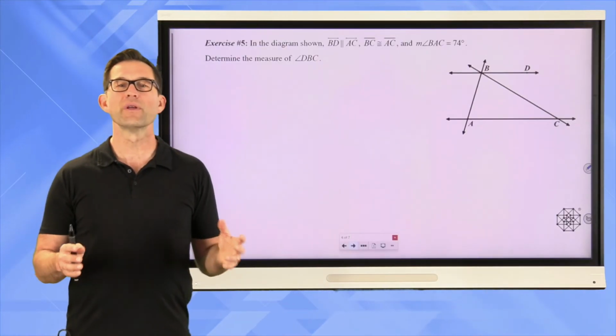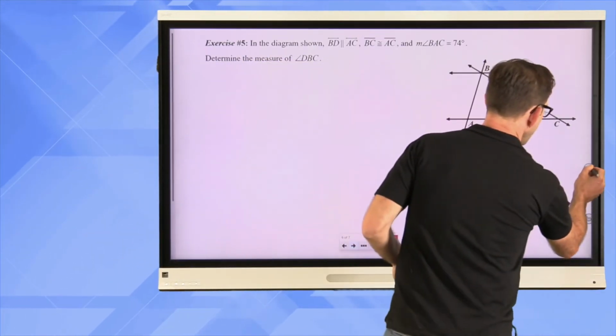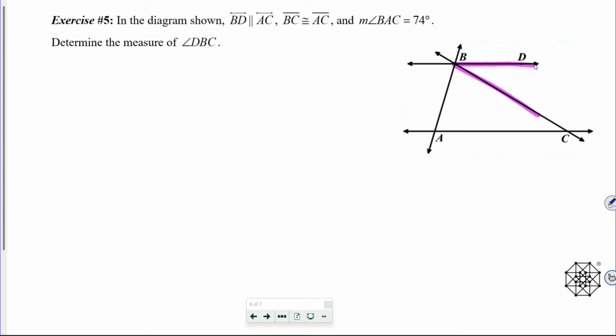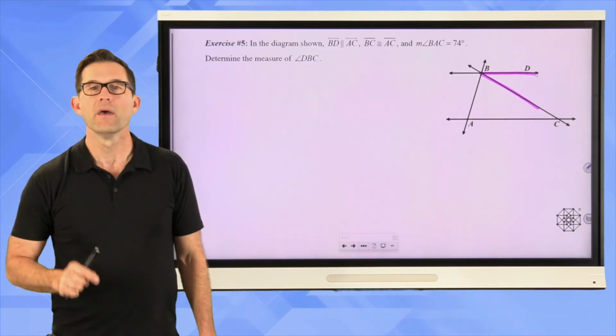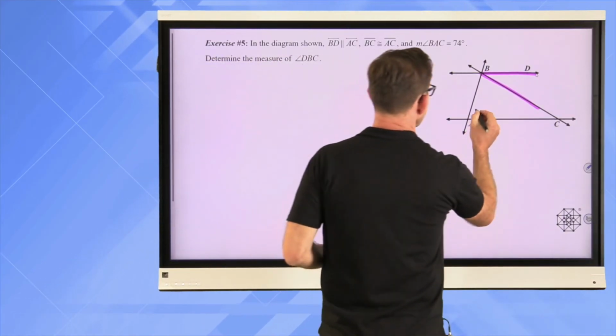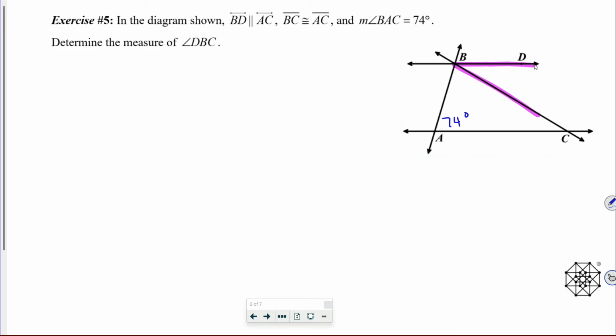This is truly what I call a fill-in-the-angle problem. Before we start filling in angles, I'm going to highlight which angle we're trying to find. I think that's always exceptionally helpful. We need to figure out the measure of angle DBC. That's the angle I want, right up there. Now let's see what we know. We know that the measure of angle BAC is 74 degrees. That's right here. We also know that BC is congruent to AC.